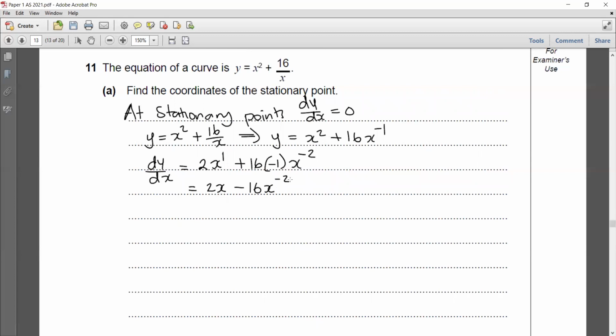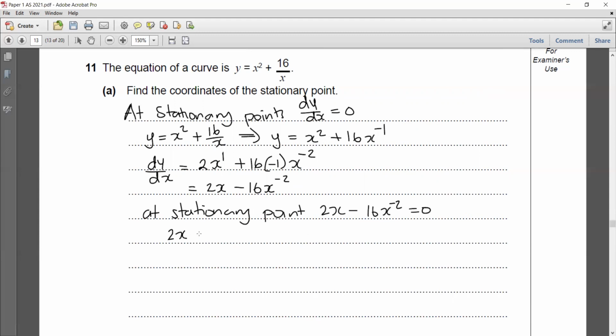And then we know that at the stationary points, dy dx is equal to 0. So at the stationary point, we have 2x minus 16x to the power of -2 is equal to 0.